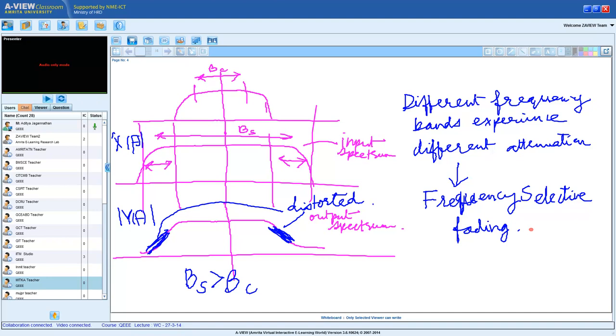So basically we have two different kinds of fading. One is flat fading. Flat fading is when the signal is basically over the flat part of the channel. That is when BS is less than BC. When BS is greater than BC, then there is frequency selective fading.